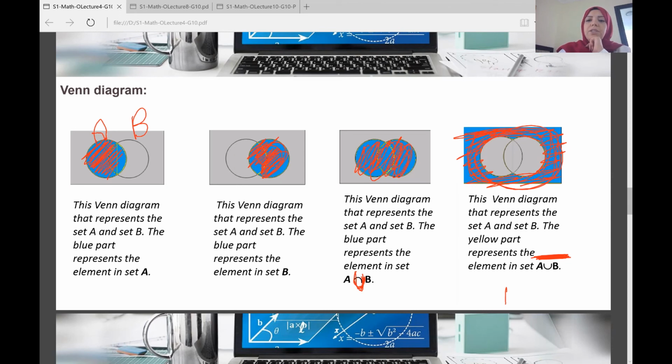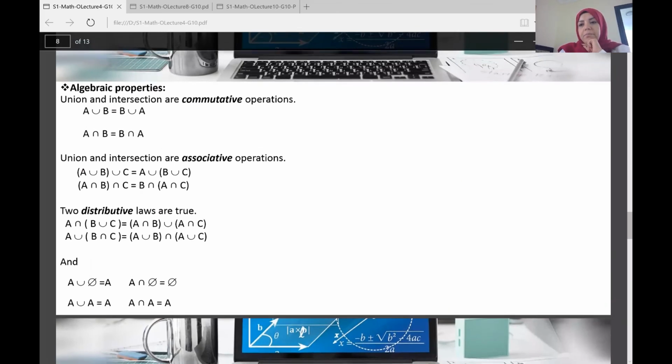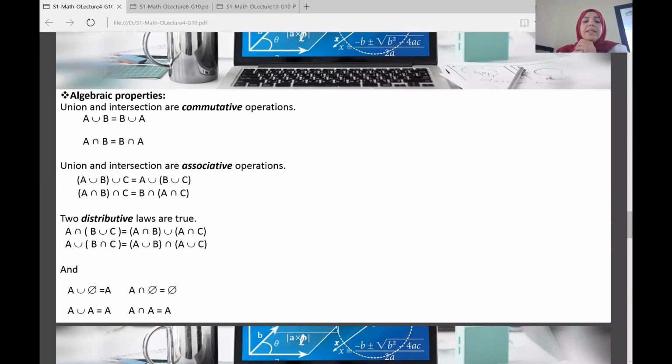Let us now continue. Now we're going to talk about properties of sets. First of all, union and intersection are commutative. What's the meaning of commutative? It means that A union B is the same as B union A, and A intersection B is the same as B intersection A.